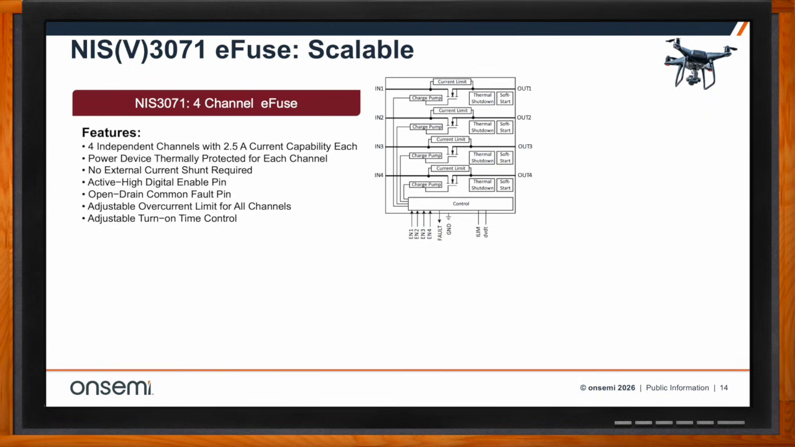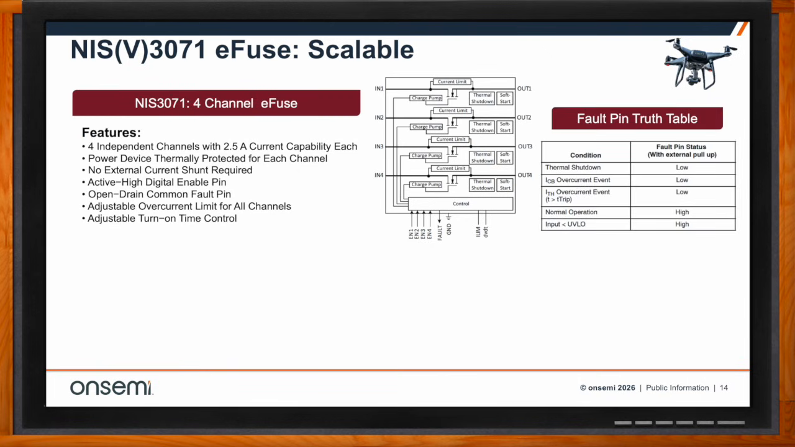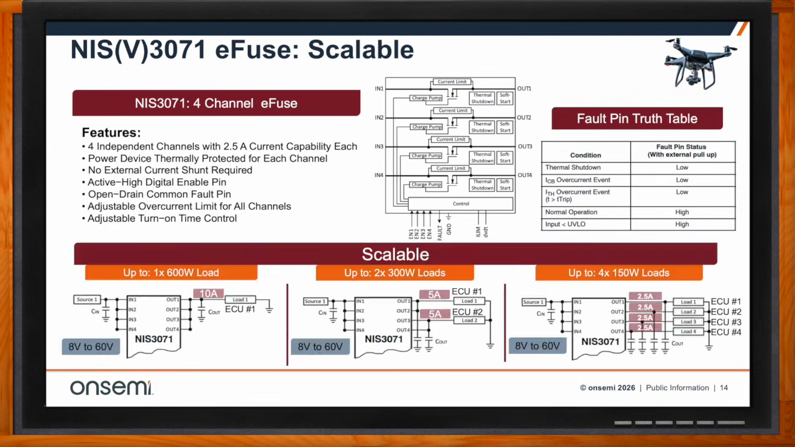You've got to always be thinking about protection. And we have the NIS3071 E-fuse. The V stands for automotive qualified. So we have industrial qualified and automotive. And this has 4 independent 2.5 amp channels that you can see on the bottom right. You could have one source coming in from 8 volts to 60 volts, and you can support up to 4 individual 2.5 amp loads for protection, up to 150 watts.